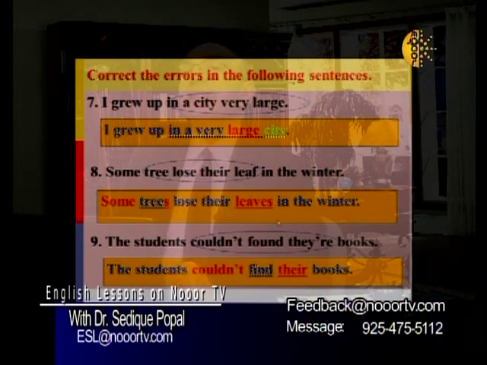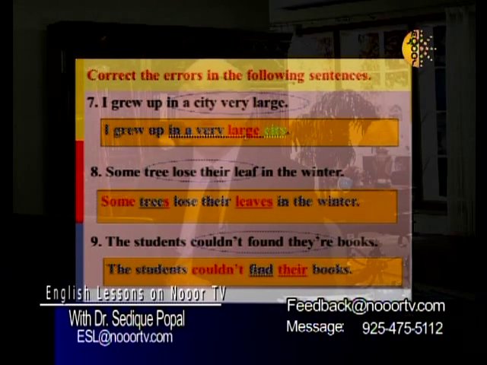Now let me read these sentences with correct completions. I grew up in a very large city. The problem was what? That you use the adjective before the noun and the adverb before the adjective. Sentence number 8.